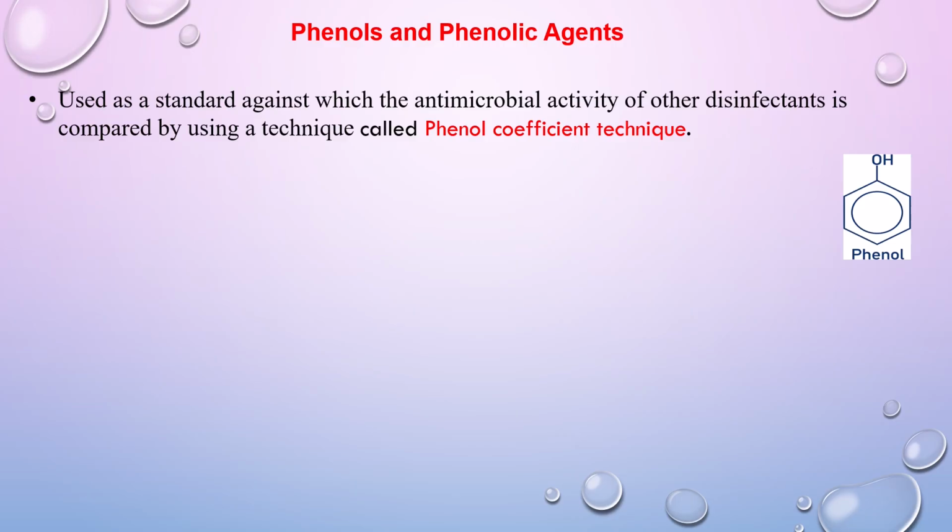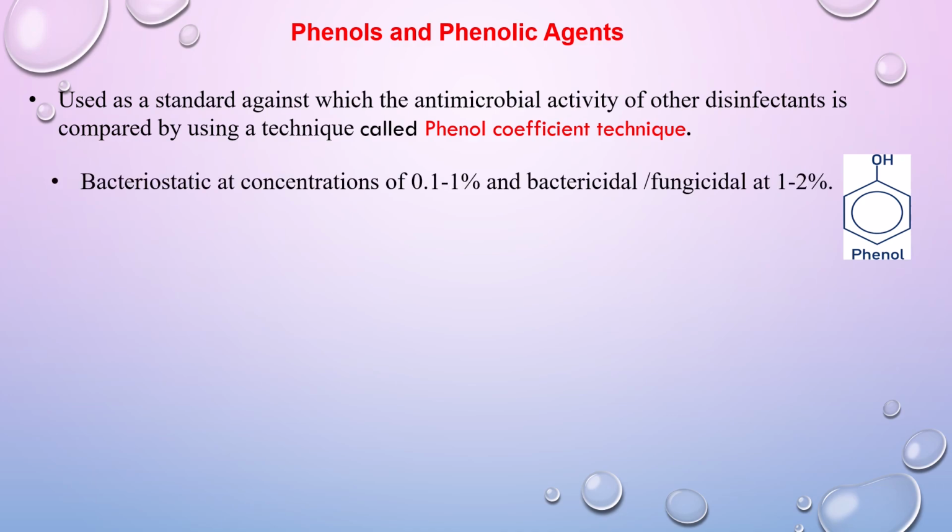Phenol refers to the class of aromatic compounds having a hydroxyl group as well as other substituent groups on a 6 carbon benzene ring, as can be seen on your screen. Phenol is bacteriostatic at concentrations of 0.1 to 1% and is bactericidal or fungicidal at 1 to 2%.